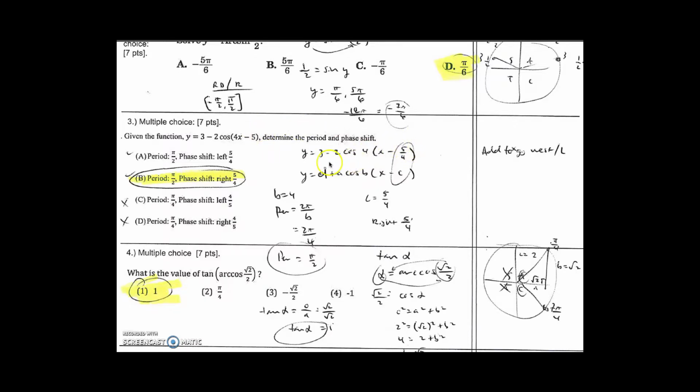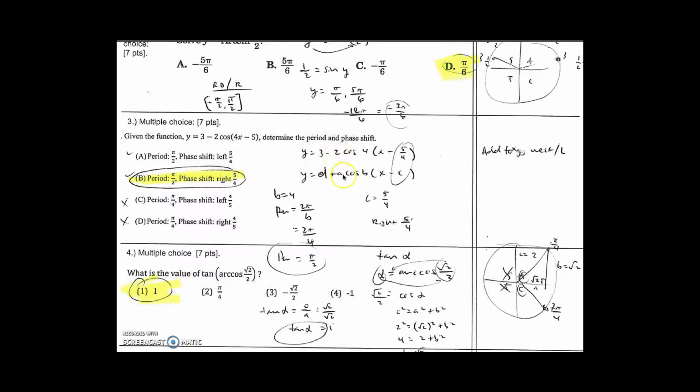So I write the letters. A value is in front of the trig function. B value is the number or value that was factored in front of the parentheses. C value is inside the parentheses, and the D value is the constant. Sometimes it's way over here.